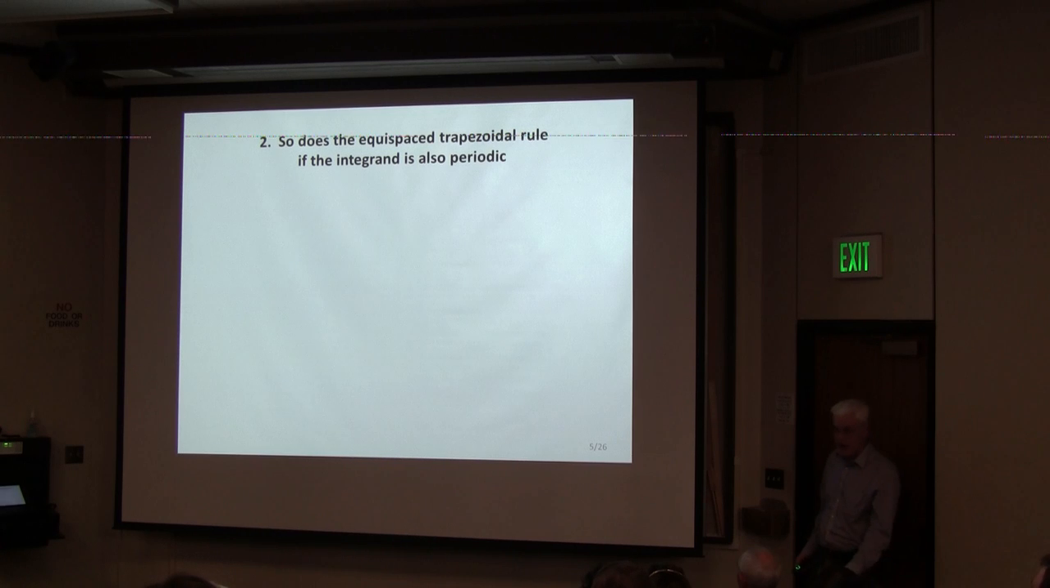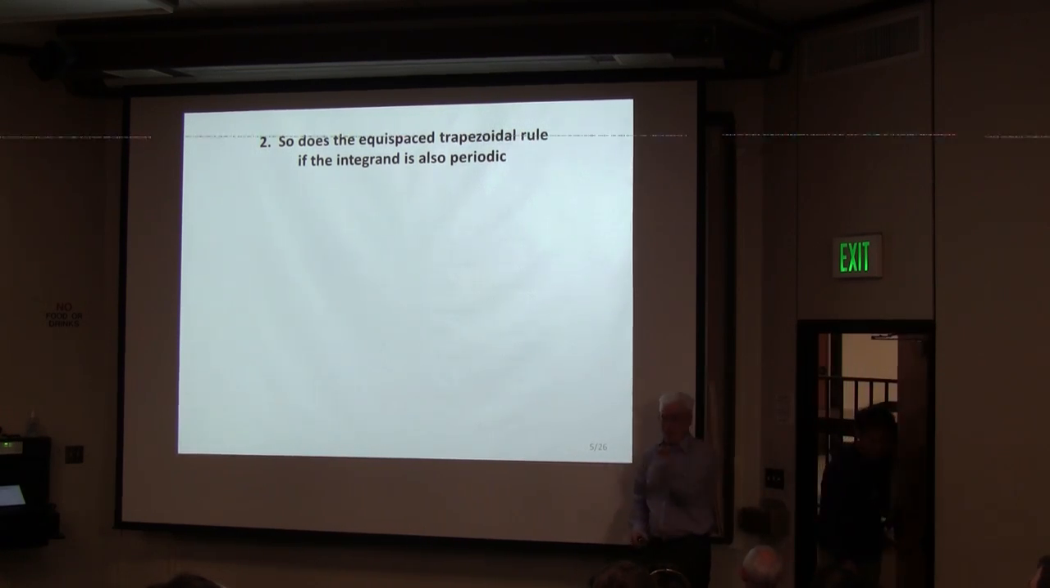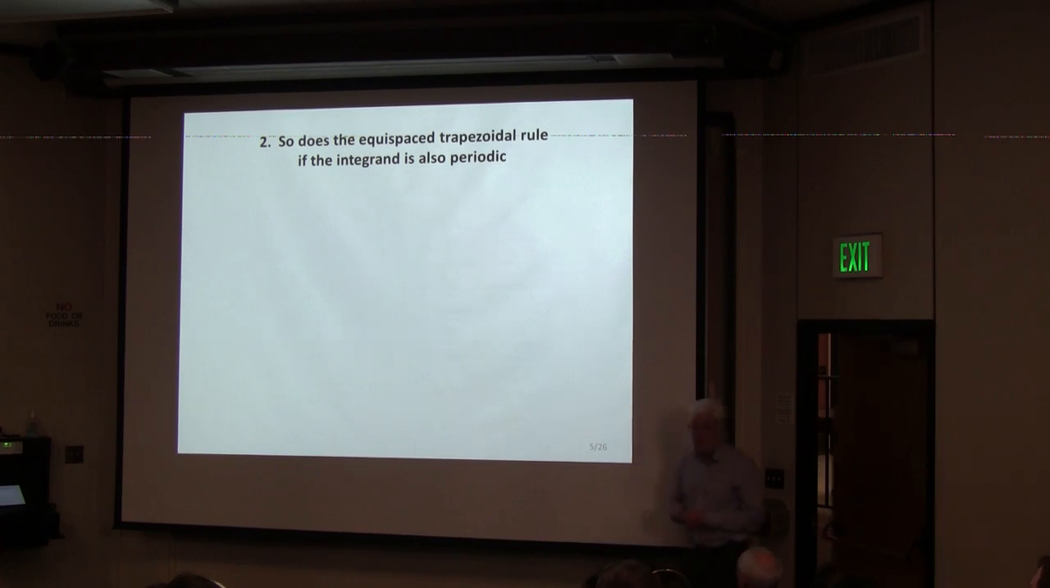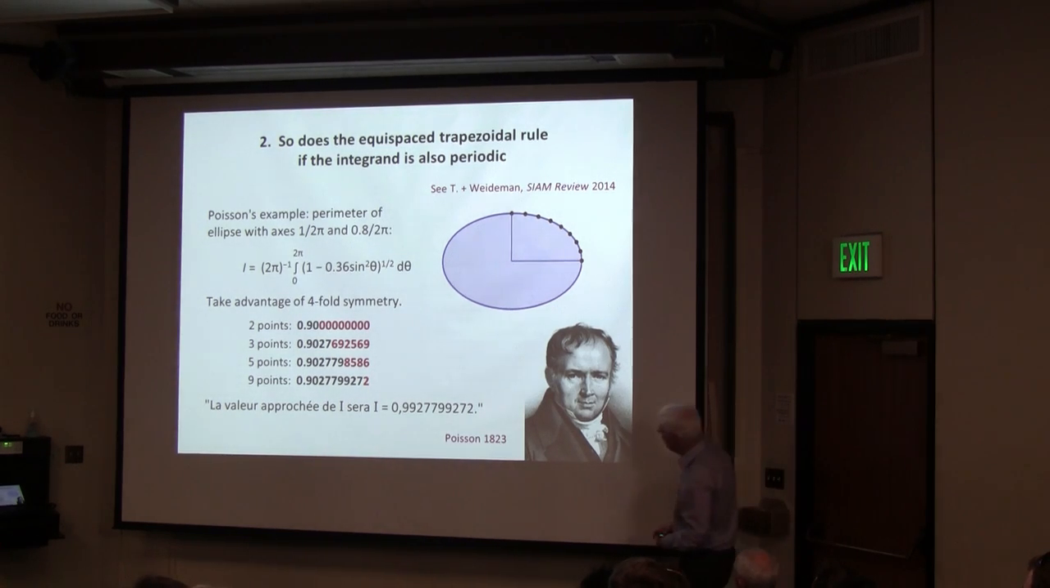People use this all the time. Whenever you have a periodic function, the chances are adding up equally spaced samples is the best way to integrate it. The history here goes back a long way. This is Poisson, good-looking romantic figure, I think.